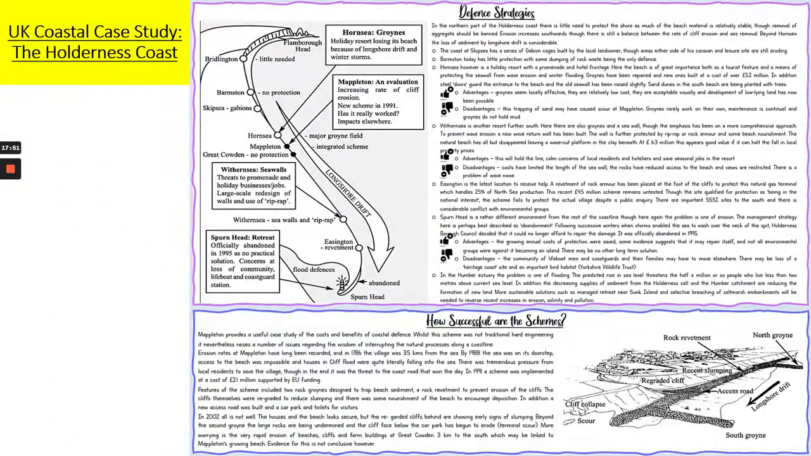So the advantages of that are that the groins seem effective, they're low cost, they're acceptable, and it's low-lying land, so it is possible to do them. But the disadvantages are that it traps the sand, and it can cause terminal groin syndrome, which of course basically means it starves the beach at Mappleton itself as well.